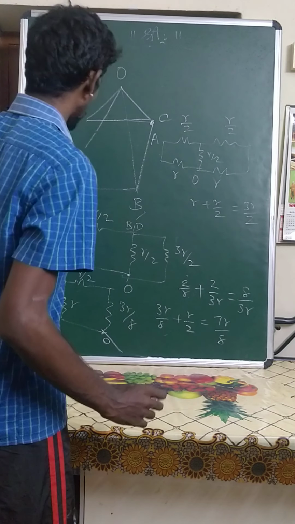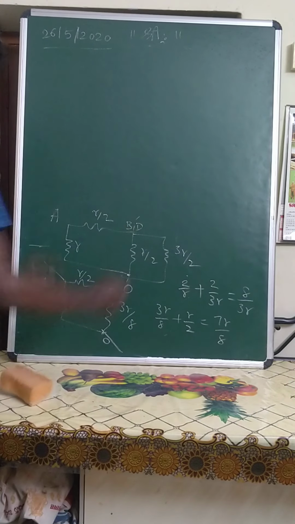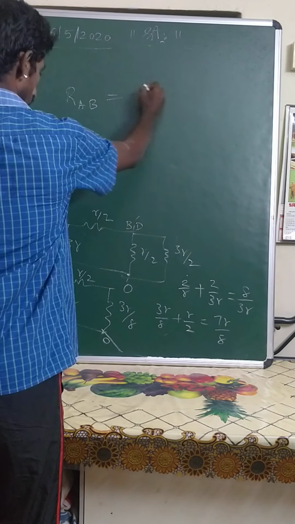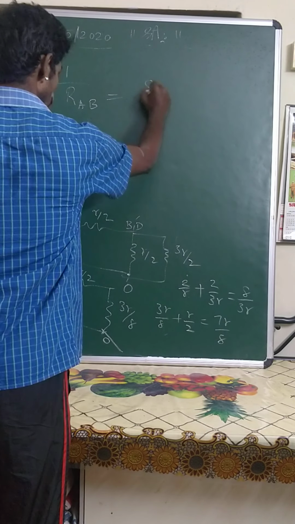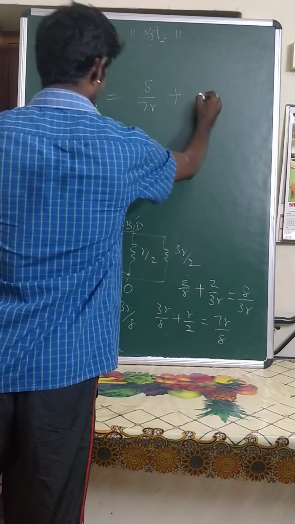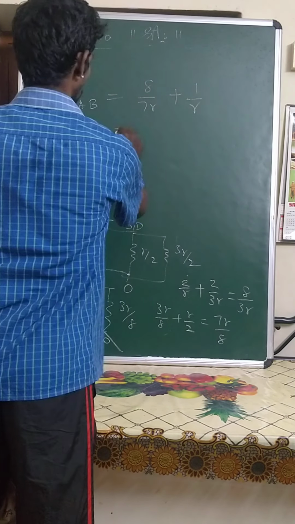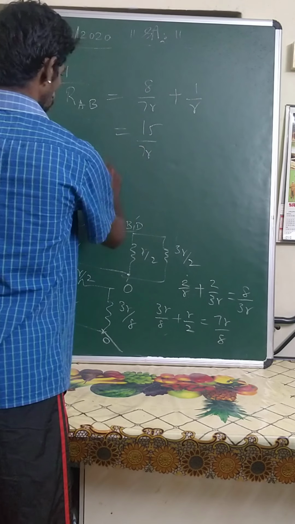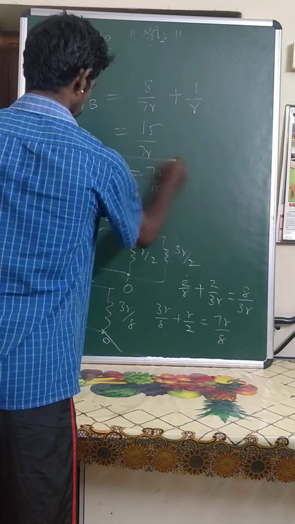So finally the answer will be across A and B. The resistance across AB is, so they are in parallel. So I want to write it as 1 by RAB, which is 8 by 7R, plus this is R, so 1 by R. How much will I get? So it will be 8 plus 7, 15, 15 by 7R. So the resistance across AB is 7R by 15. So this is the perfect answer.